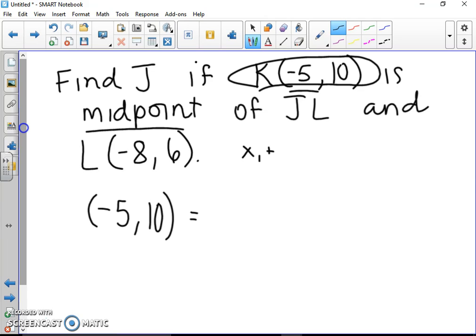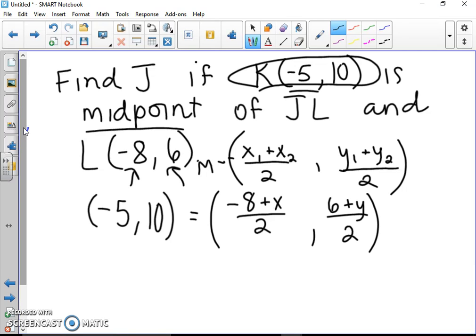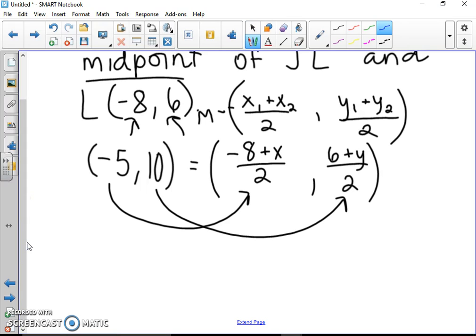Now normally we would have x1 plus x2 over 2 and y1 plus y2 over 2. But we actually don't have an x1 and an x2. We're finding one of them. So we do know that one of the x's is -8. So we have (-8 plus x) over 2. And then we know that the y that corresponds to that is (6 plus y) over 2. So in this case, we're actually finding a missing x and y. We're finding a missing endpoint. So I know that -5 is equal to that, and 10 is equal to that. So we're going to set up two separate equations. We have -5 equals (-8 plus x) over 2. And then we have 10 equals (6 plus y) over 2.